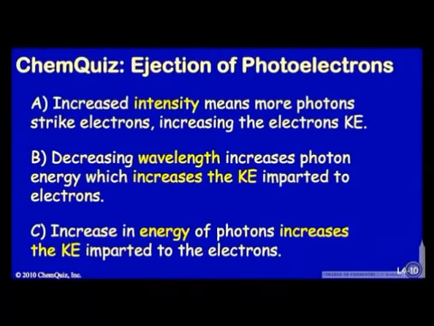Consider these possible arguments for each of the answers. Answer A, increased intensity means more photons strike electrons, increasing the electron kinetic energy. B, decreasing the wavelength increases the photon energy, which increases the kinetic energy imparted to the electrons. Or C, an increase in the energy of the photons increases the kinetic energy imparted to the electrons. Consider those arguments and make your selection again.